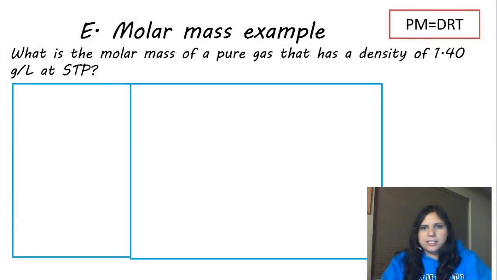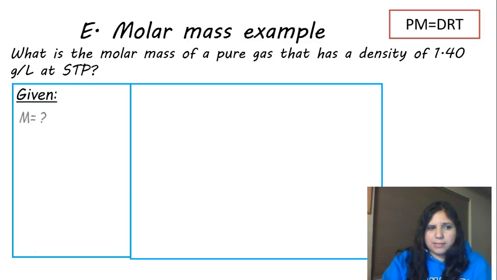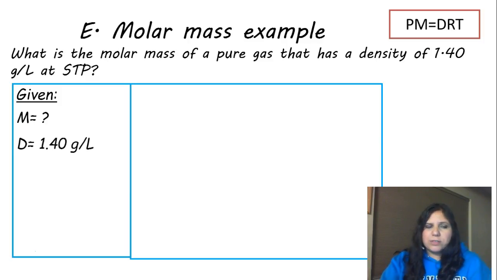All right, so here's our example. What is the molar mass of a pure gas that has a density of 1.4 grams per liter at STP? All right, so what's given? We want to know the molar mass. That's capital M, that's our question mark, that's our unknown. It has a density of 1.40 grams per liter. Now that's the unit for density, that needs to be in grams per liter.